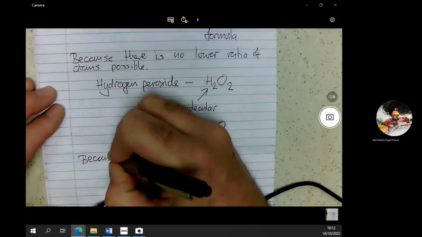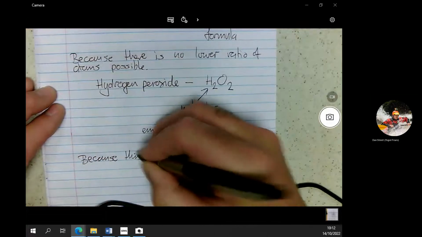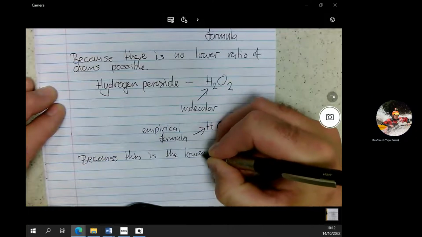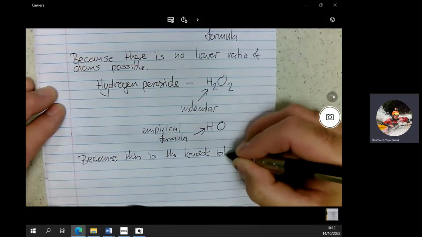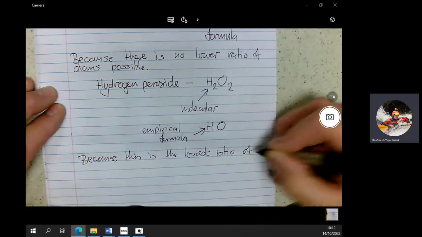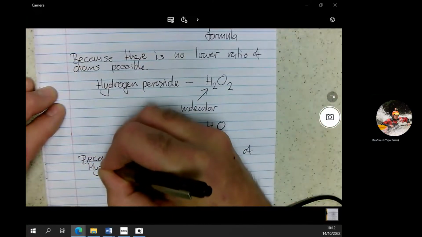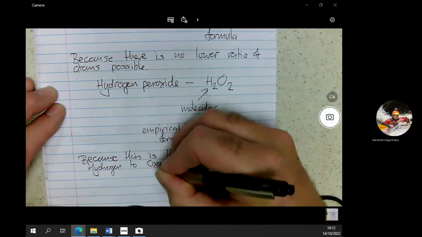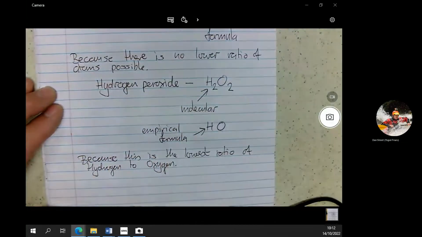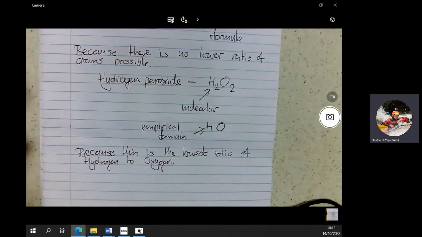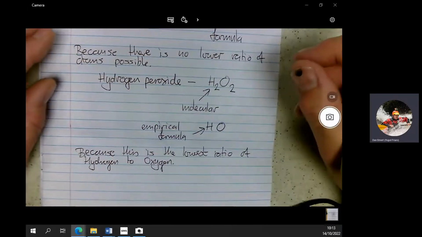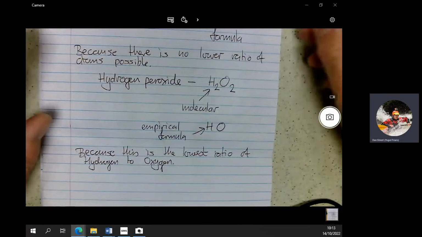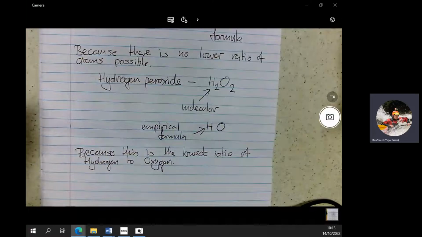And in a similar vein, that's the lowest ratio of hydrogen to oxygen. Now, we reasonably frequently find that the molecular formula and the empirical formula are the same, but there are instances like hydrogen peroxide where it's not.